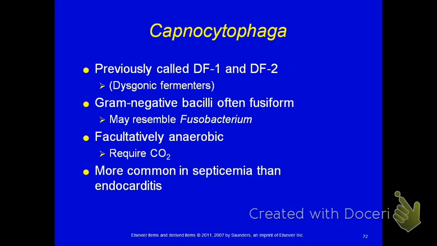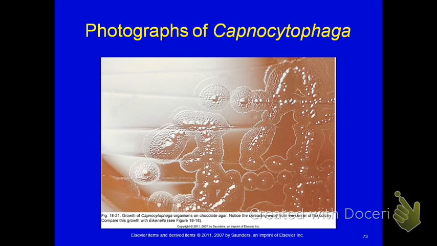The organisms could cause septicemia, which is more common than endocarditis, but they could still cause endocarditis for that matter. So, here would be the growth of Capnocytophaga on chocolate agar plate. Take note that here are the colonies, but the organism could spread further. Notice the spreading away from the center of the colonies. You might compare this one with Kingella, but the pitting of Kingella is actually more straight as compared to Capnocytophaga.